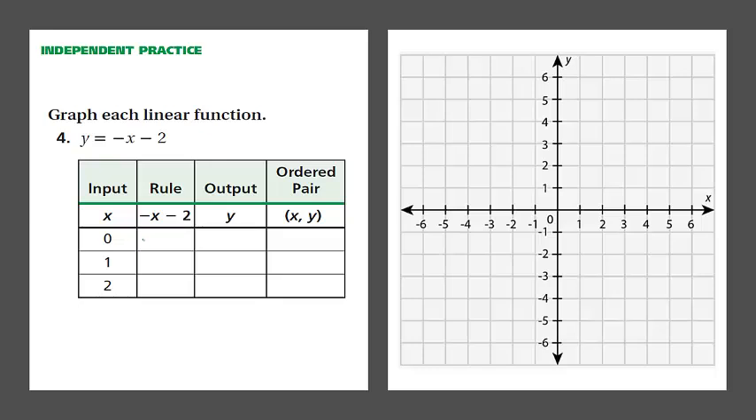This is independent practice. So at this point, we will be doing this in the classroom, and you need to be able to do this by yourself.